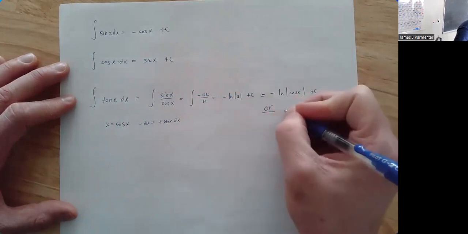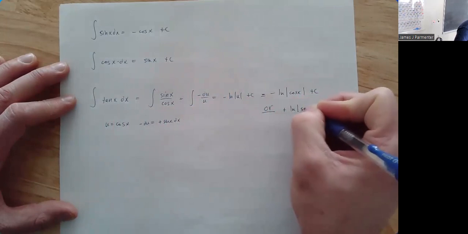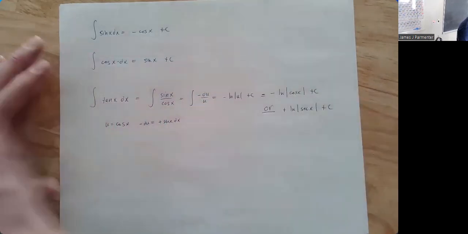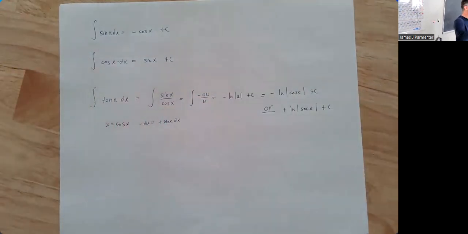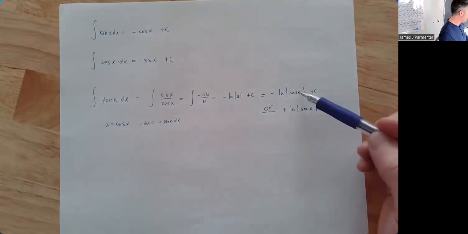Or positive natural log of the absolute value of secant of x. Because you can bring that negative one out in front up as the power of cosine, and cosine of x raised to the negative first power is just the reciprocal of cosine, which is secant. And it's pretty standard to write this in either way. You'll see some people do it like this, and we'll do it like this.